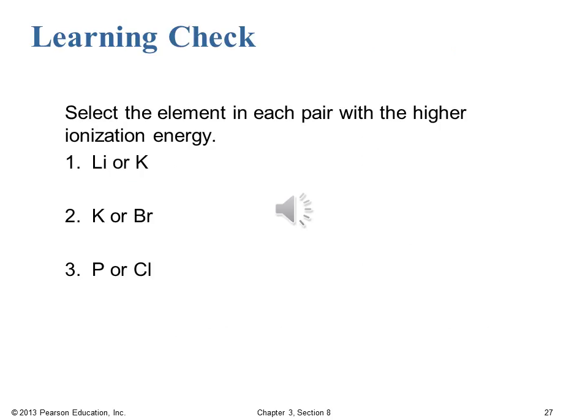Okay, so hopefully that summary of the periodic trends in the previous slide helped to tie all this together for you. Let's confirm that with a learning check. And in this learning check, you're going to select the element in each pair with the higher ionization energy. So number 1, is it lithium or potassium? Number 2, is it potassium or bromine? And number 3, is it phosphorus or chlorine? Go ahead, pause the video, start back up when you're ready to see how you did on this learning check.